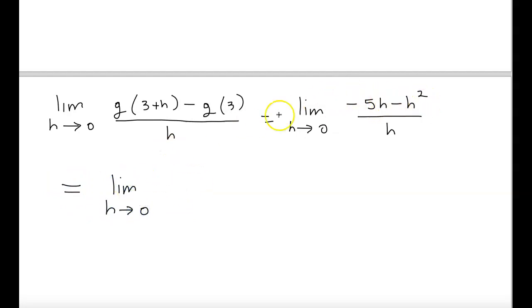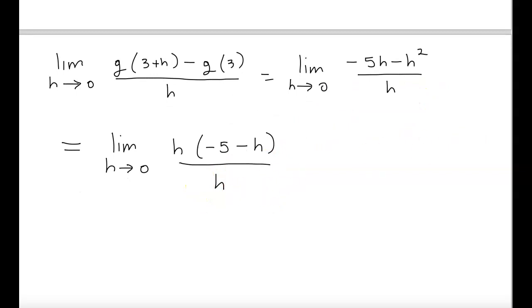And I'll pull an h out up top, and I'll say that's really h times negative 5 minus h all over h, right? Because if I distribute this h, I'll get negative 5h when I multiply it by negative 5, right? That makes sense. And then h times negative h gives me the negative h squared. And now notice I can divide out the h's, so those cancel out. And I wind up with just the limit as h goes to 0 of negative 5 minus h.